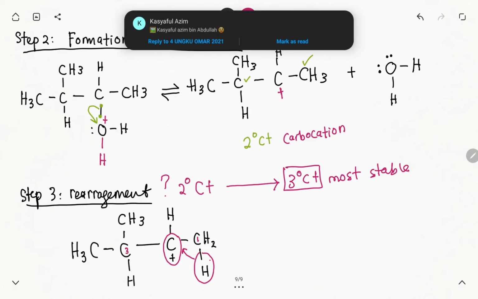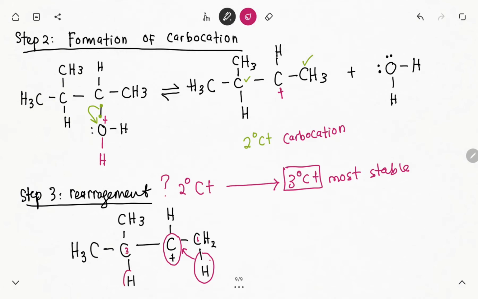Carbon number 3 has a hydrogen atom and a methyl group. We know that the hydrogen atom has less molecular weight compared to the methyl group. So what happened? We need to shift the hydrogen, including the bonding pair, toward the C plus, and it becomes the new carbocation, which can be classified as tertiary.